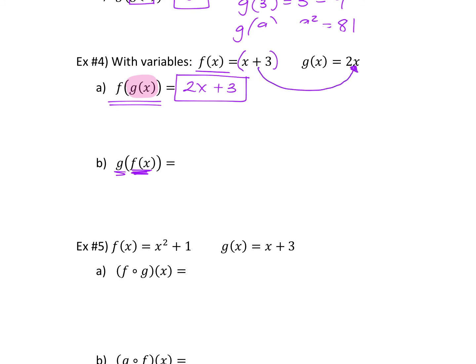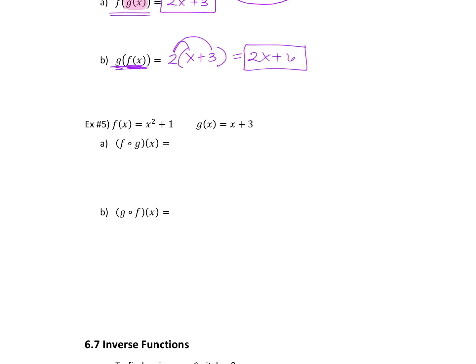What do we have to do with that? 2 times, make sure you do parentheses, right? We want to distribute. So it's 2 times that x plus 3 function. So that's going to be 2x plus 6. So g of f of x is 2x plus 6. That makes sense? Okay.